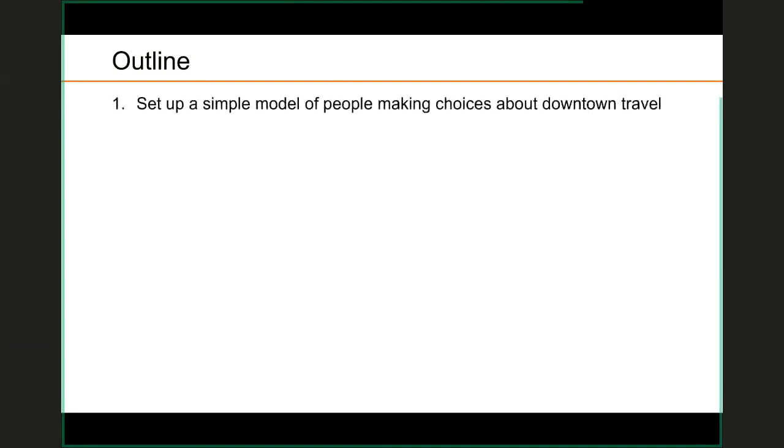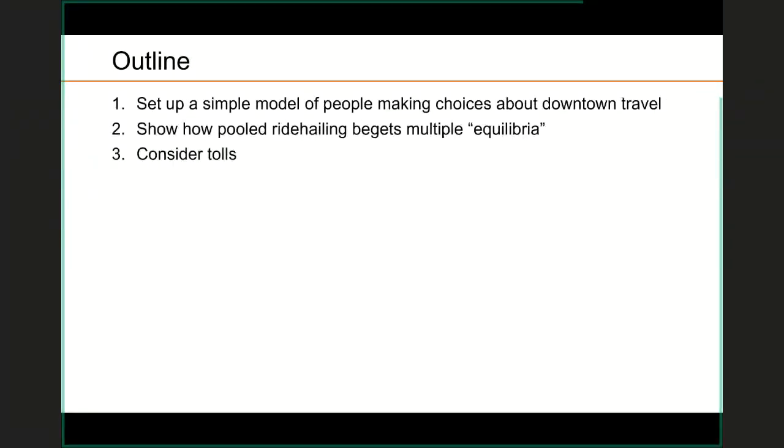So there's an outline of what we're going to talk about. First I'm going to set up a simple model of people making choices about downtown travel. I'm going to show how pooled ride hailing begets multiple equilibria, and then I'm going to consider tolls. That's the general strategy.